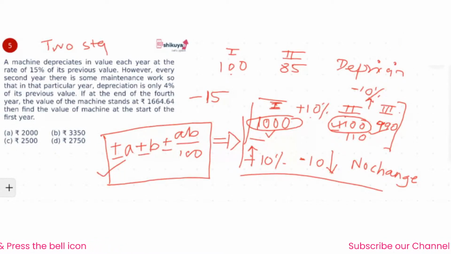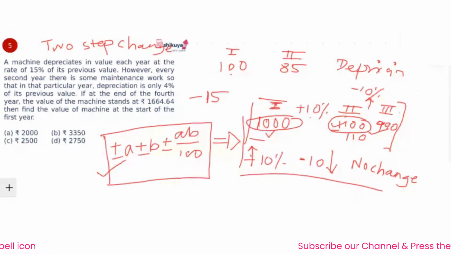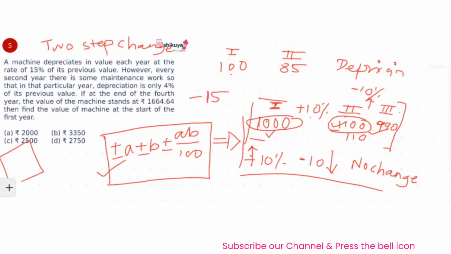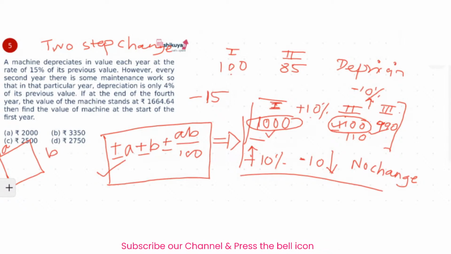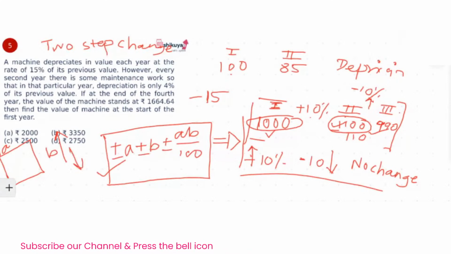So let the problems be from profit and loss, let the problems be from geometry and mensuration, because sometimes they give us a rectangle with dimensions A and B. Now the length of the rectangle will be increased by some percent, the breadth will be increased by some percent or decreased by some percent. Then what will be the change in the area of the rectangle? So for this kind of problem, this is a very useful formula.